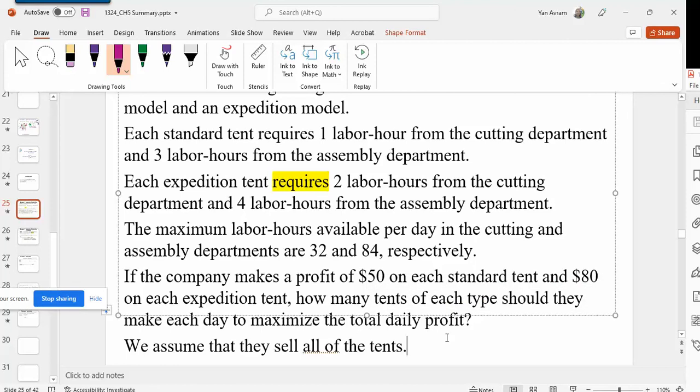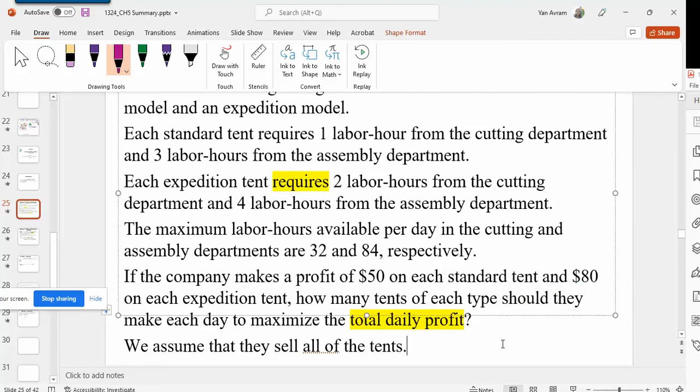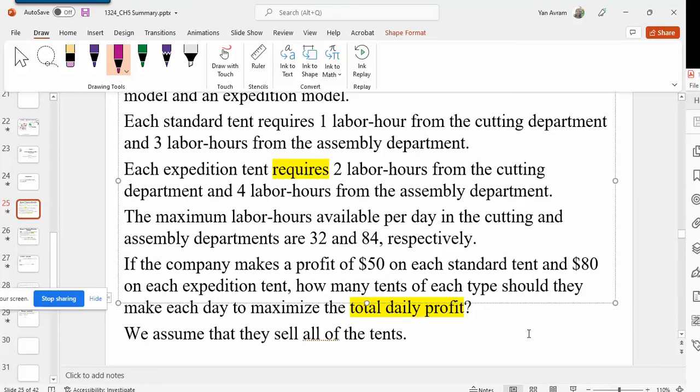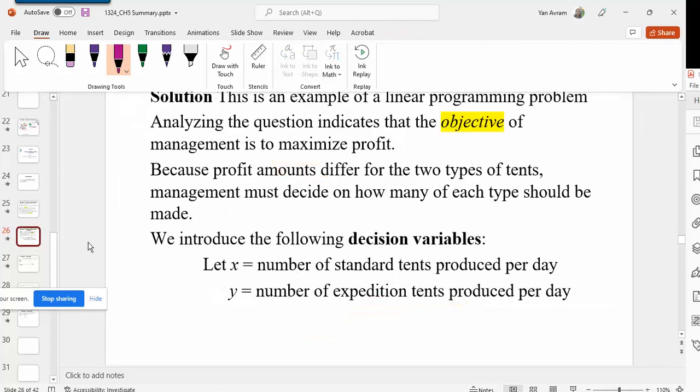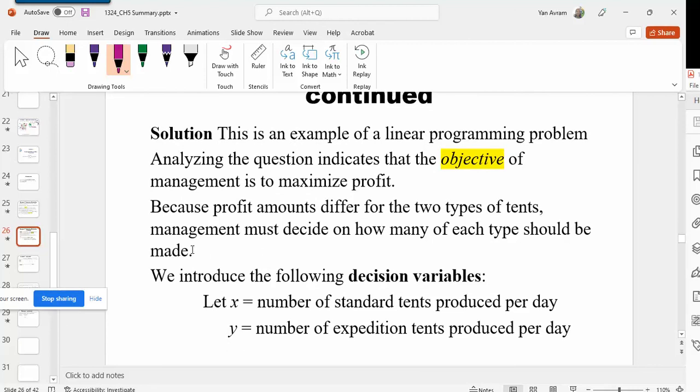All right, so this one here is new: we want to maximize the total daily profit. Okay, so we have one more equation in here called the daily profit. This maximum daily profit is called an objective function, or objective equation, to maximize the profit. Okay, because the profit amount differs for the two types of tent, and the management must decide how many of each type should be made, right?